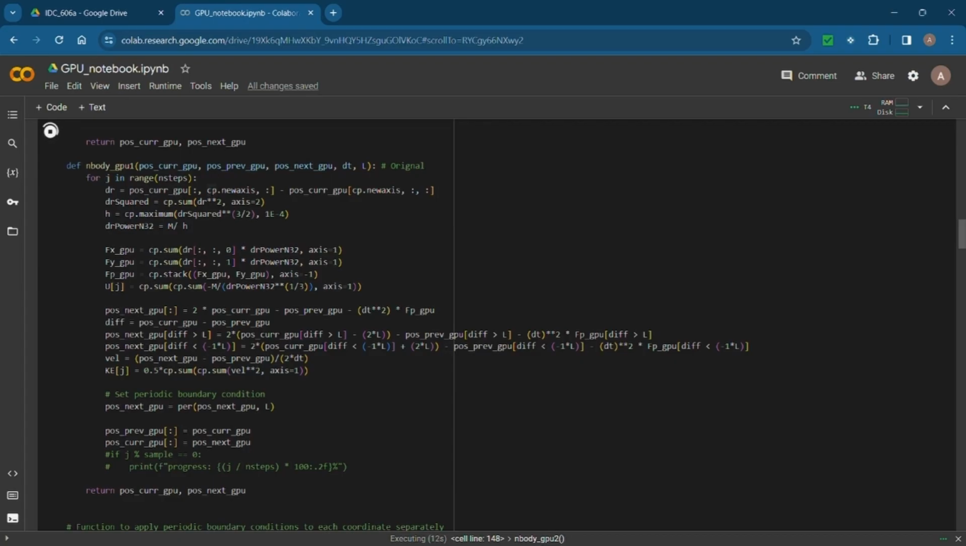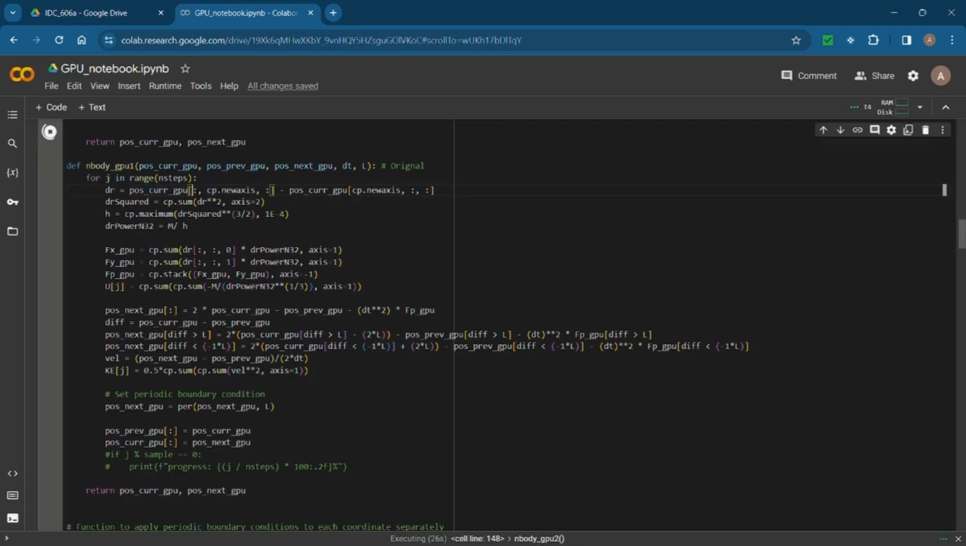There is also an np dot new axis as well. So it adds a new axis in your array, right? And the elements in this new axis are kind of the transpose of the axis just before it. By doing this, it creates an n particles cross n particles cross 2, which is the number of dimensions, array. So it's kind of a 3D array, right?